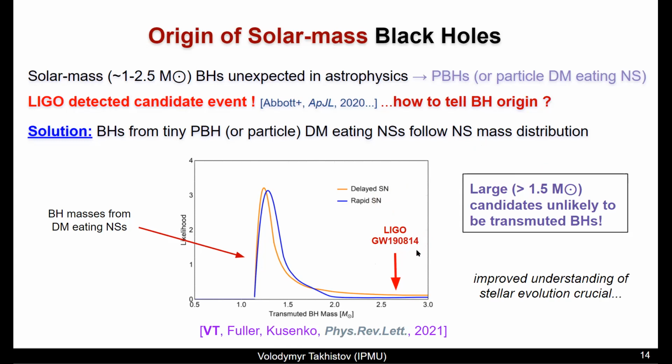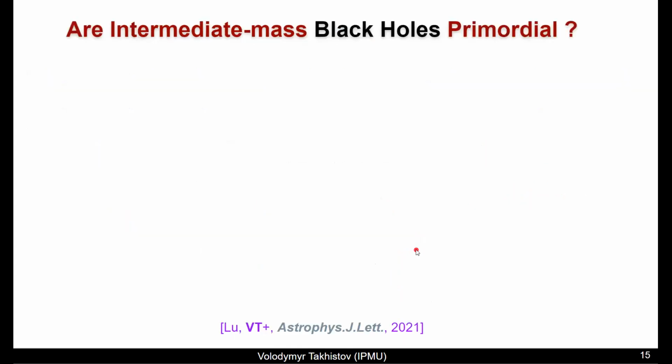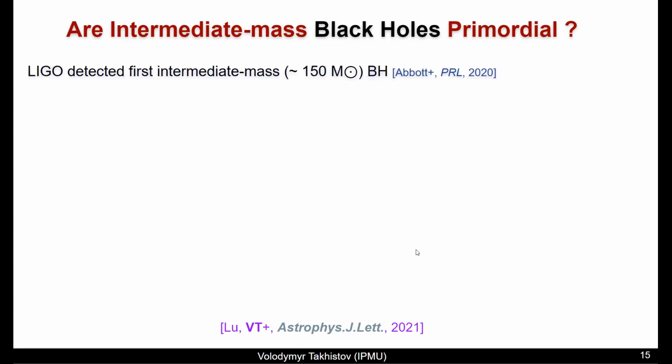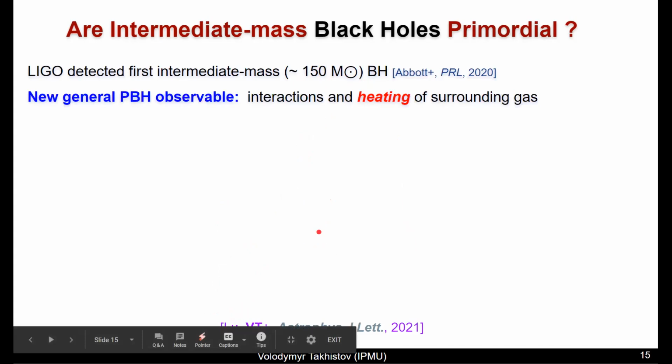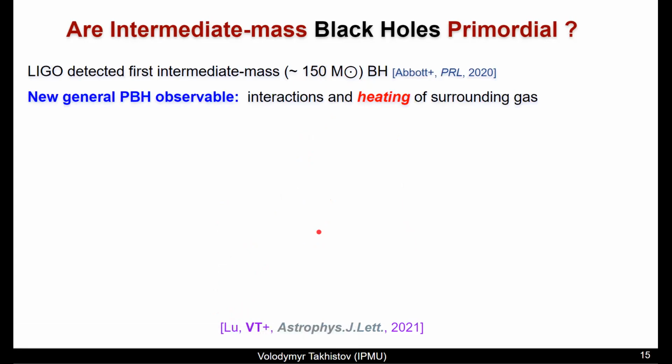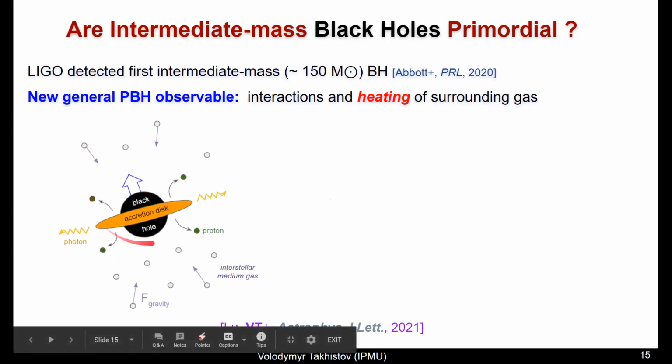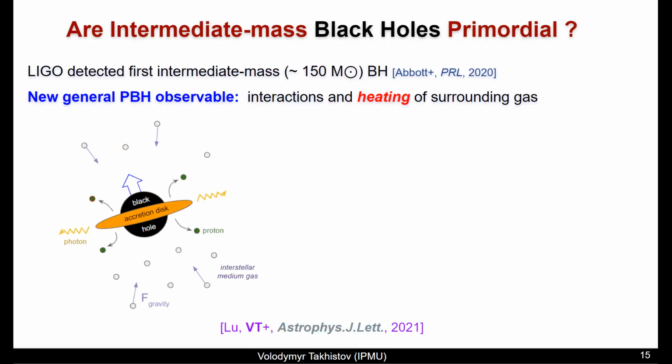Now, so far we have discussed the small black holes and the solar mass black holes, but what about the bigger ones, the intermediate mass black holes? Well, are they primordial? So very recently, LIGO also detected the first intermediate mass, 150 solar mass black hole. And in this study, where the first author is the student I am supervising, we proposed a new general PBH observable to understand this. And this is based on the fact that a black hole flying through the interstellar medium will interact with the gas and deposit energy.